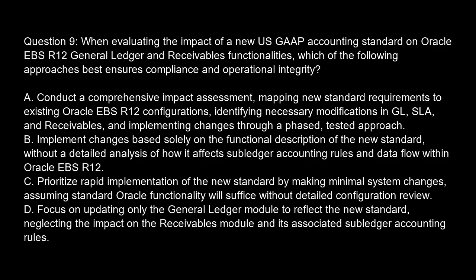Option B. Implement changes based solely on the functional description of the new standard, without a detailed analysis of how it affects subledger accounting rules and data flow within Oracle EBS R12. Option C. Prioritize rapid implementation of the new standard by making minimal system changes, assuming standard Oracle functionality will suffice without detailed configuration review. Option D. Focus on updating only the General Ledger module to reflect the new standard, neglecting the impact on the Receivables module and its associated subledger accounting rules.